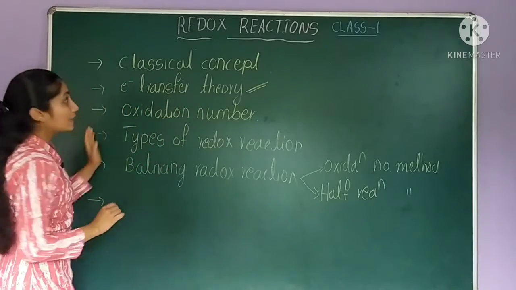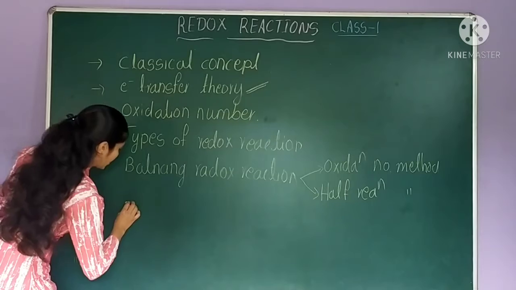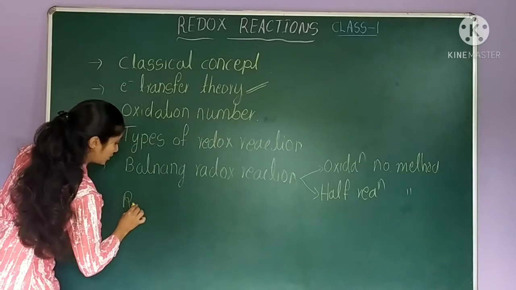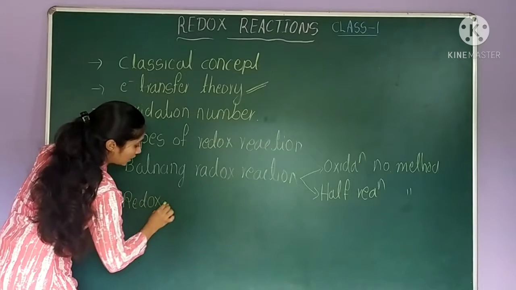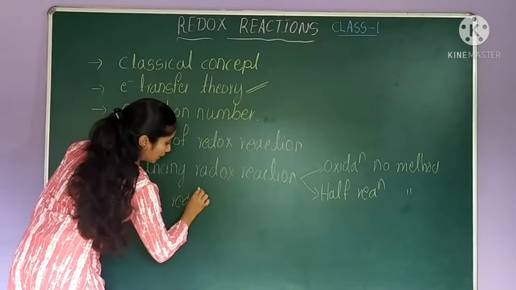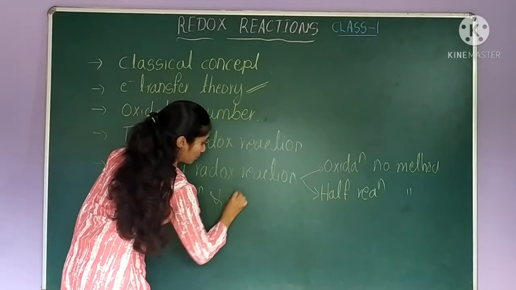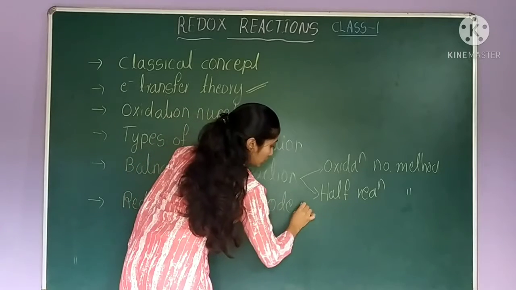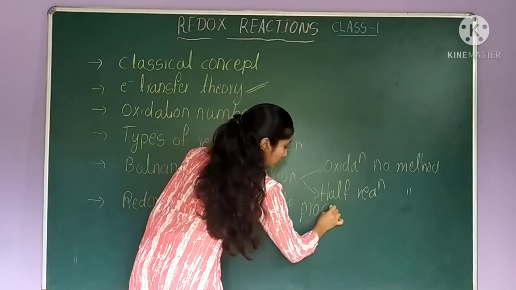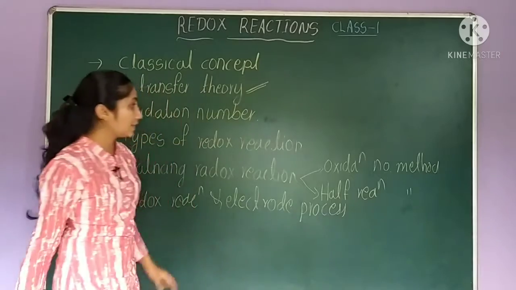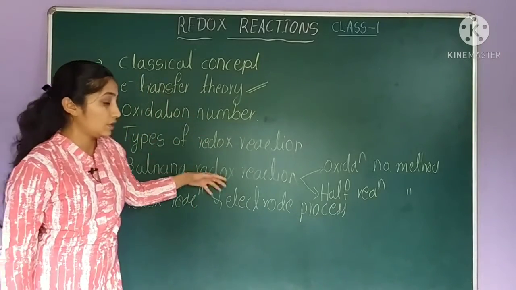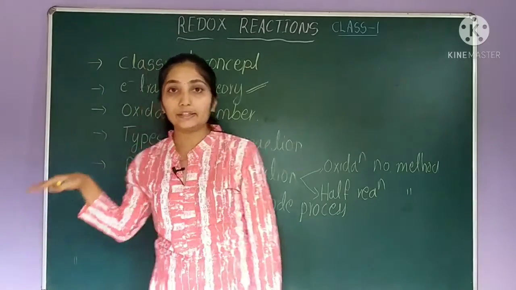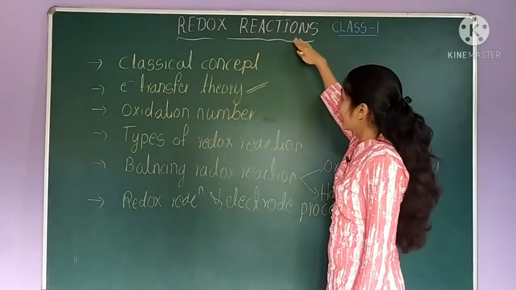Next one is redox reaction and electrode process. This is the last topic, redox reaction and electrode process. Okay, these are the main topics which you are going to study under this chapter, redox reaction.